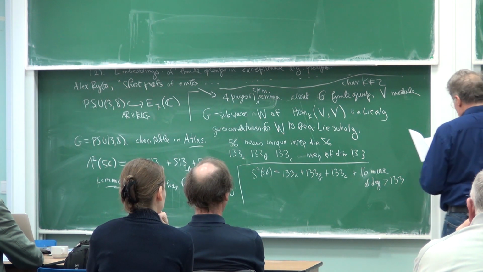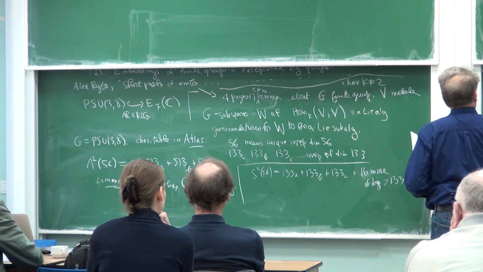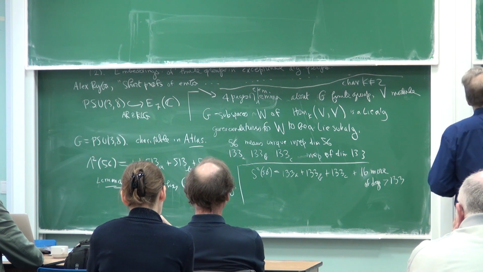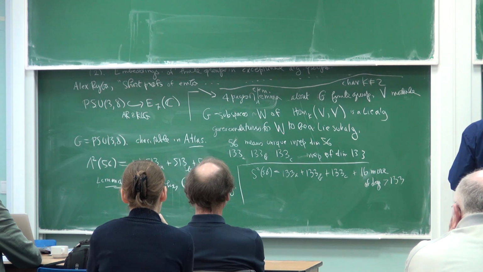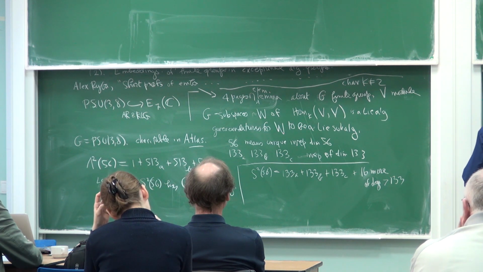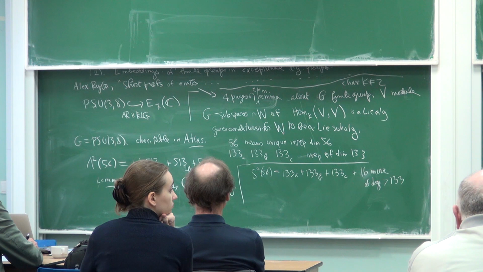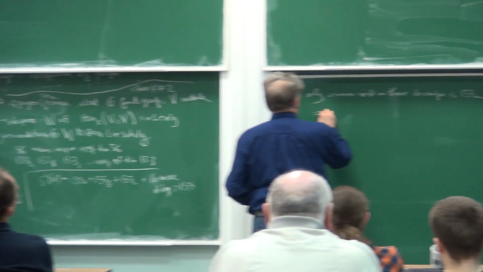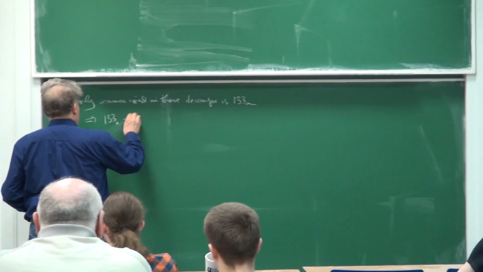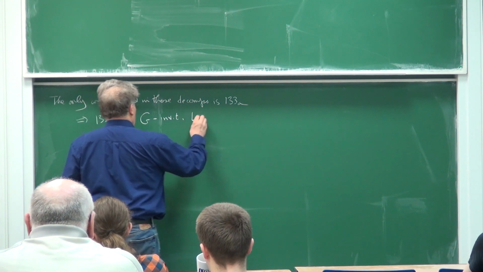All right, let's try this way. The only common irreducible in these decompositions is 133 sub A. So 133 sub A has a G invariant Lie algebra structure.